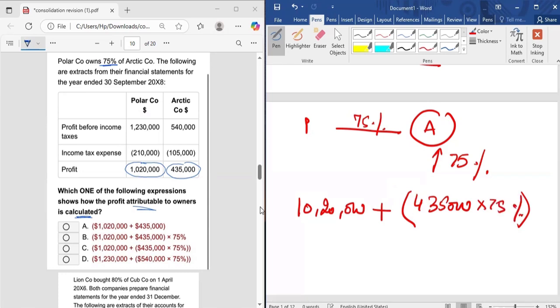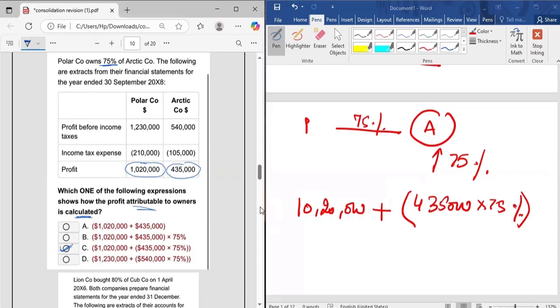Okay, so which is option number C. C, we cannot do A because Polar does not acquire Arctic Company completely. Okay, so this they have done 100%. So this can't be the option.